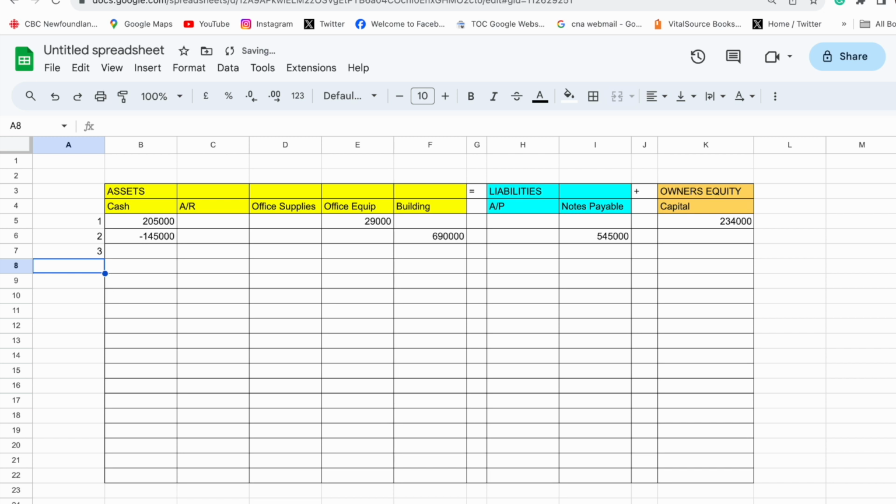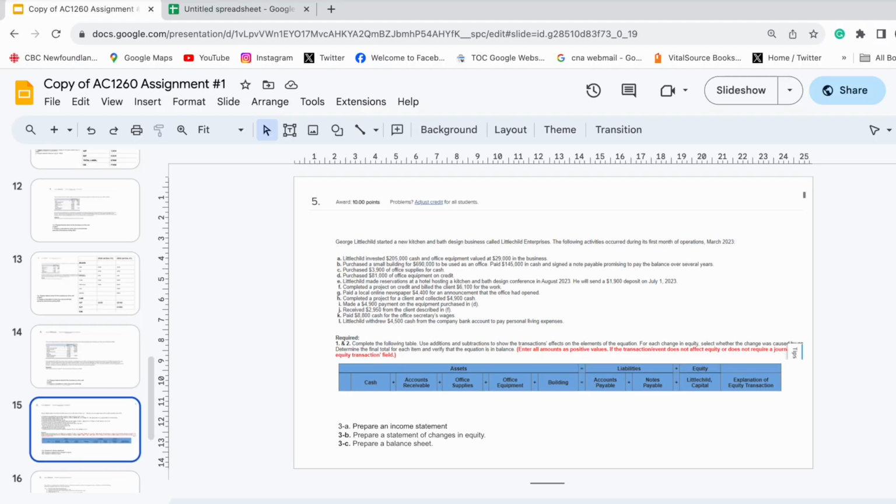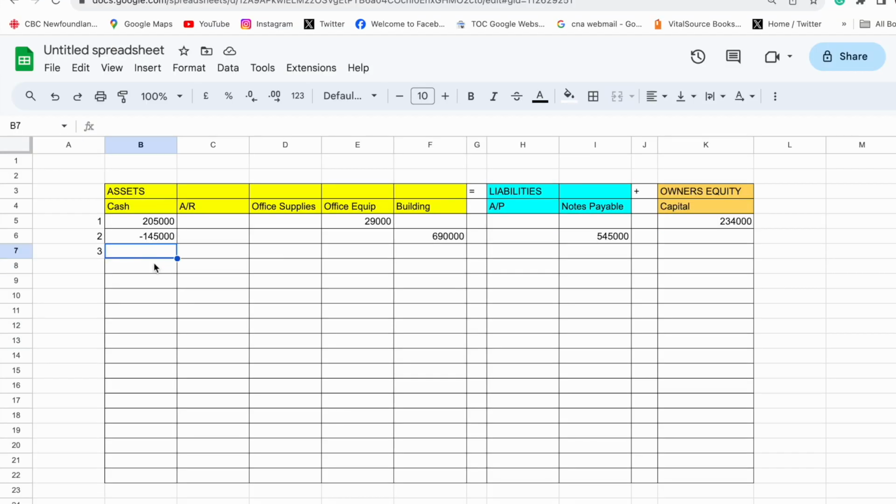Third element. Next, purchased $3,900 in office supplies for cash. So in this particular instance, the cash account went down by $3,900. And in this particular instance too, the office supplies account went up by $3,900. Ask again, does it balance? 39 minus 39 is 0, that would balance.